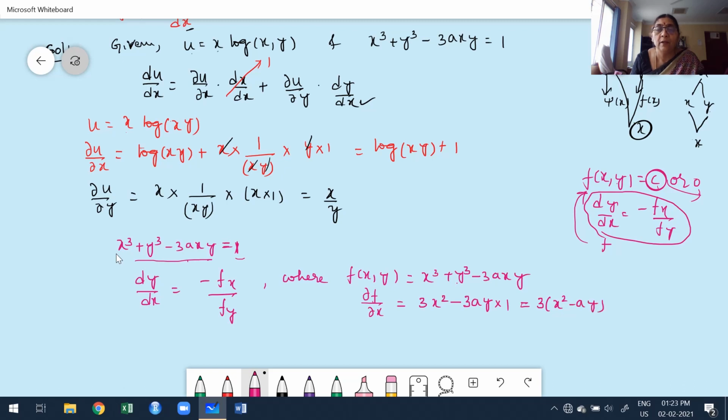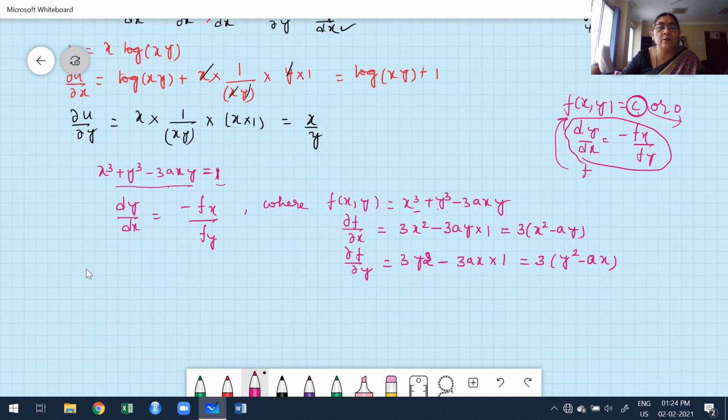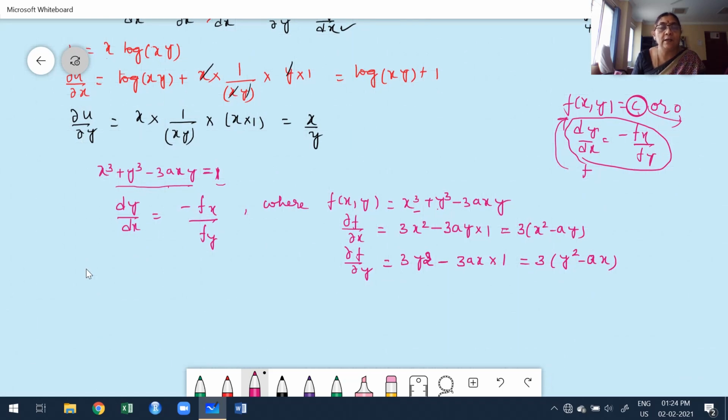Similarly, I have to find dou f by dou y. With respect to y, x is constant, so that term is 0. The derivative of y cube with respect to y is 3y square. Then 3y square minus 3ax, where ax is constant into the derivative of y with respect to y, which is 1. The common factor gives 3 times y square minus ax. Now we are going to substitute these values for fx and fy.